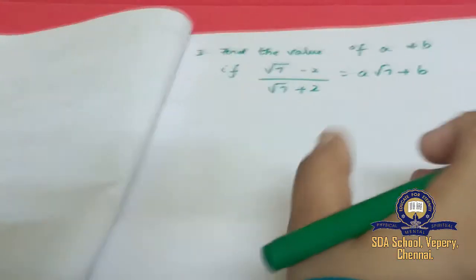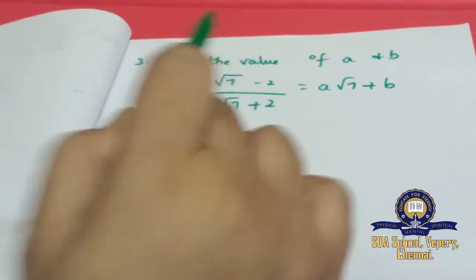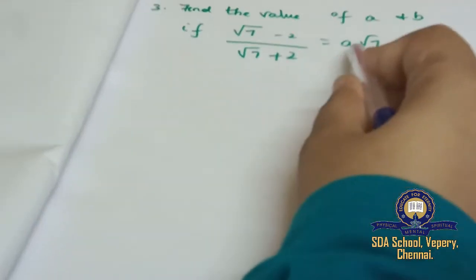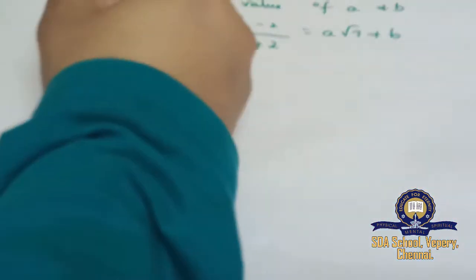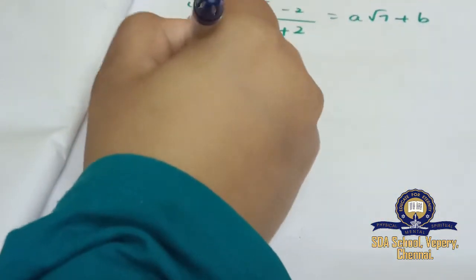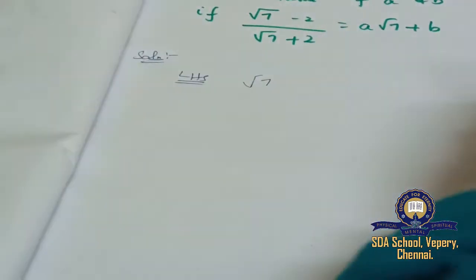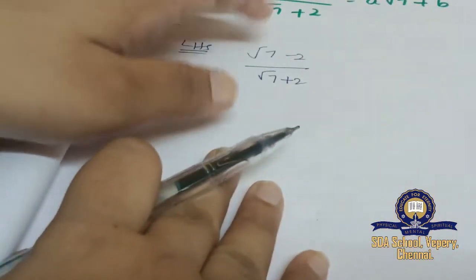Question number 3. Find the value of a plus b if root 7 minus 2 divided by root 7 plus 2 is equal to a root 7 plus b. First of all, how will I proceed is, I'll first take the LHS. What is my LHS? My LHS is root 7 minus 2 divided by root 7 plus 2. This is my LHS. First of all, I will rationalize this.